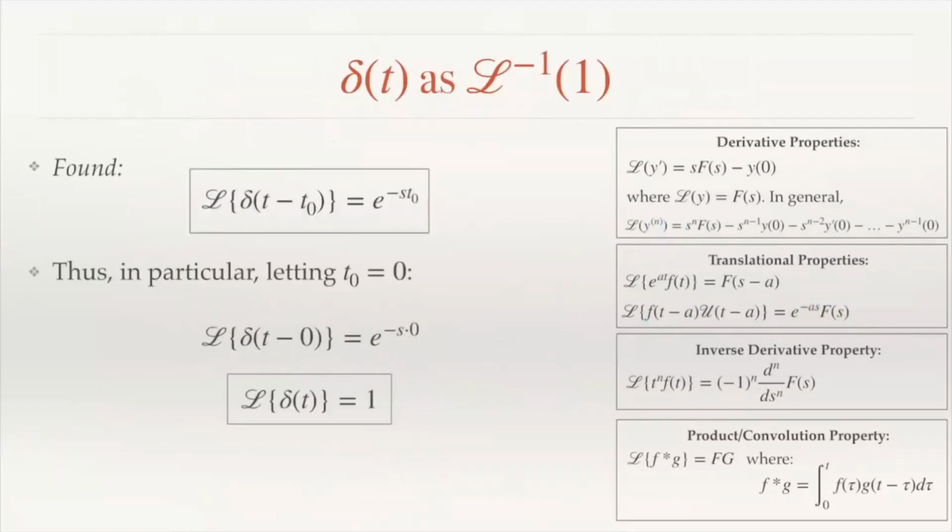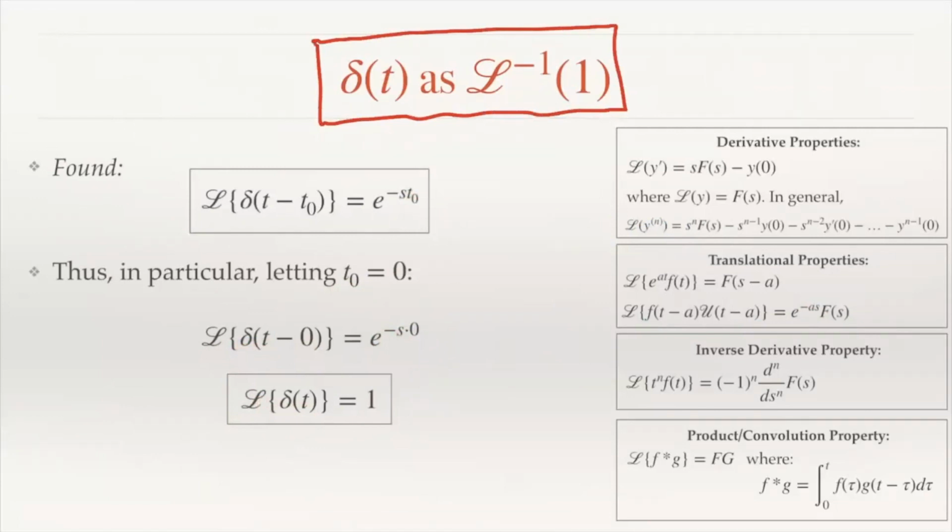So that is our Laplace transform of the Dirac delta of t minus t naught, boxed here. In particular, letting t naught be 0, the Laplace transform of the Dirac delta of t minus 0 is e to the negative s times 0, and therefore the Laplace transform of the Dirac delta of t is 1. So the Dirac delta function is the inverse transform of 1, and that alone indicates that it has inherent mathematical significance.